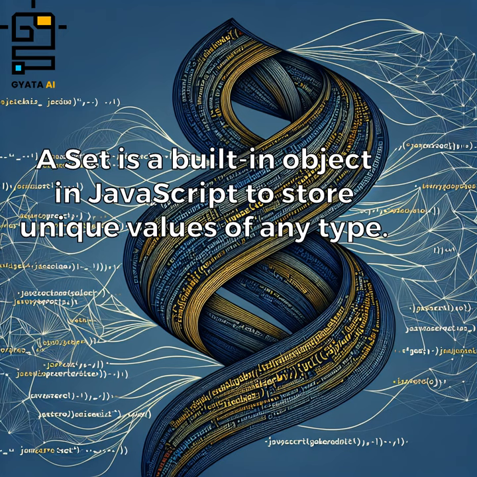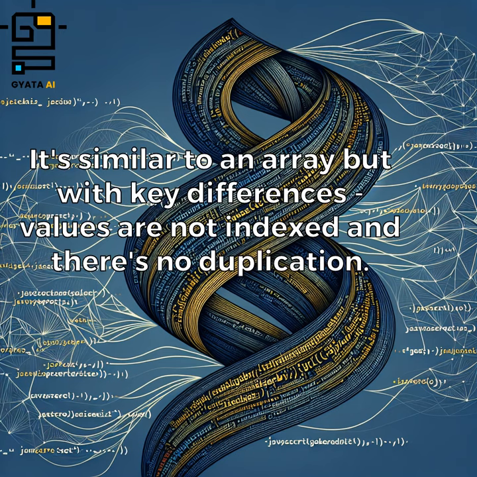Introduction to JavaScript Set. A set is a built-in object in JavaScript to store unique values of any type. It's similar to an array but with key differences. Values are not indexed and there's no duplication.